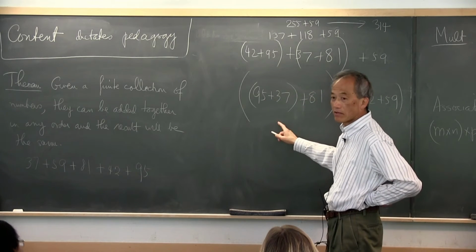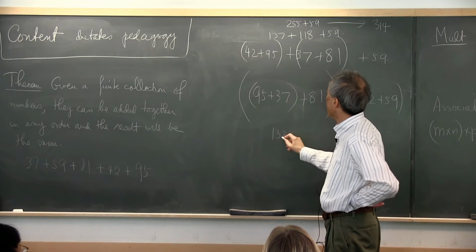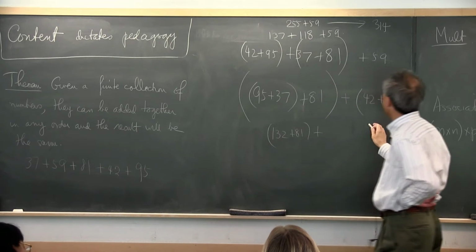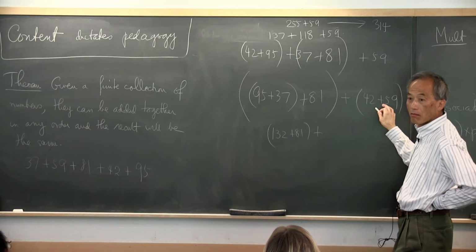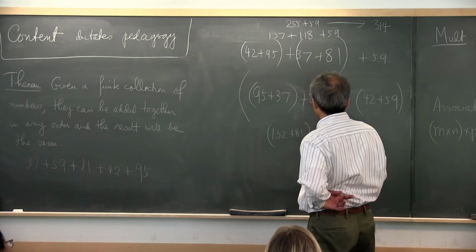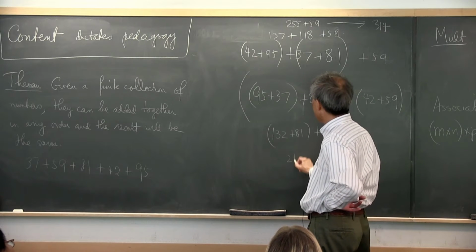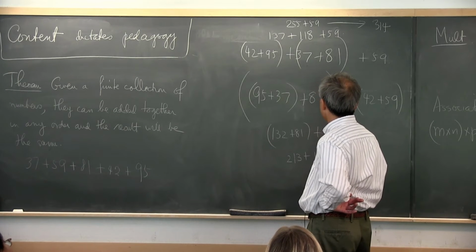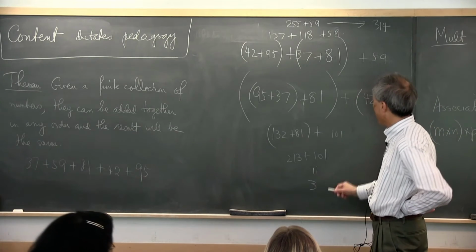Okay, now try this. 59 plus 37 is what? 132. 132 plus 81. What's this? Then 42 plus 59 is 101. And then this is 213. And then 214. Okay, yeah, the same.